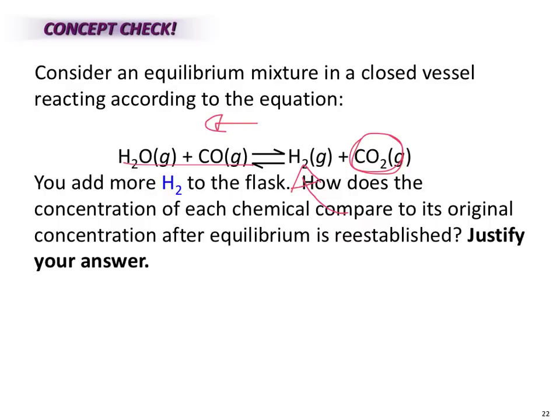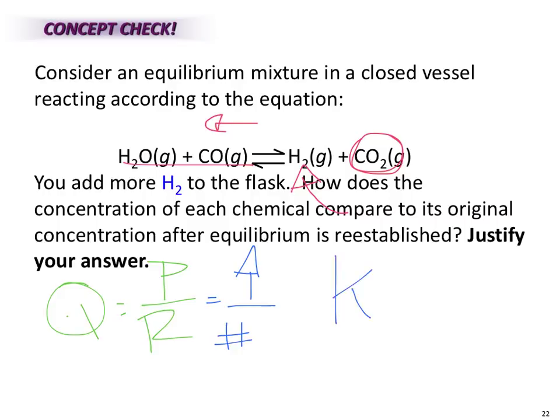Now let's make our Q versus K comparison. So in terms of Q, we know it's products over reactants, so which one did we add to? We added to the product. So our numerator went up in the beginning, which made Q do what versus K? K is now less than Q. Do you agree with that? So what way are we pointing? The reactants. That is why we're shifting towards reactants. So do you see how Le Chatelier can lead you into K versus Q?